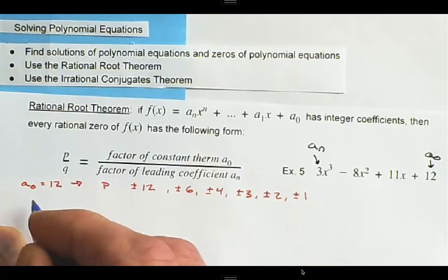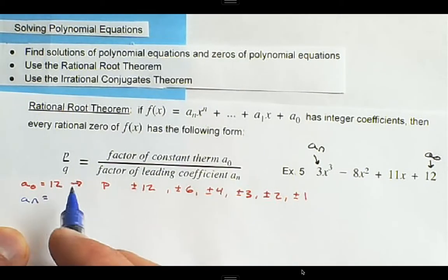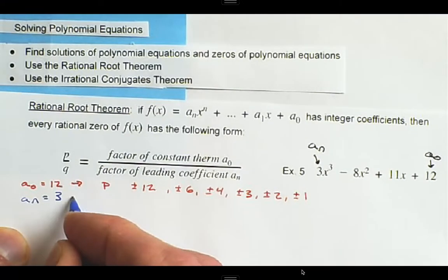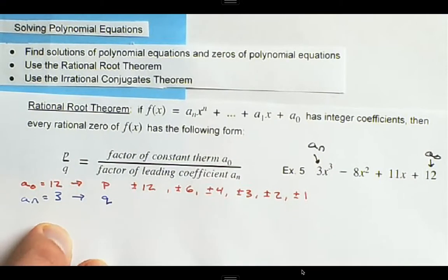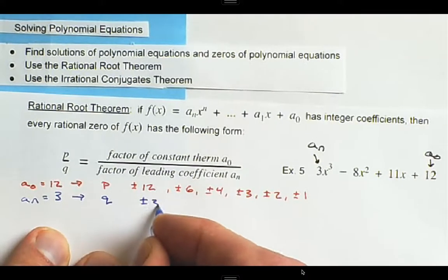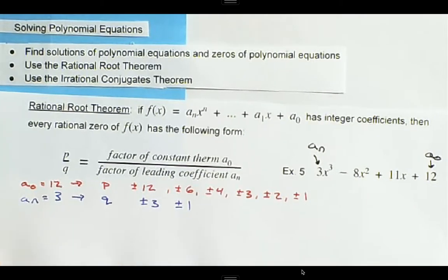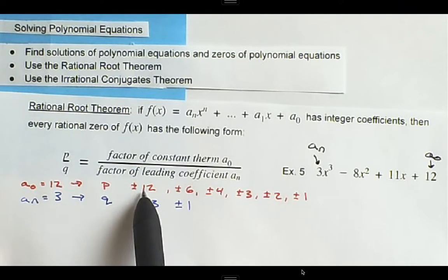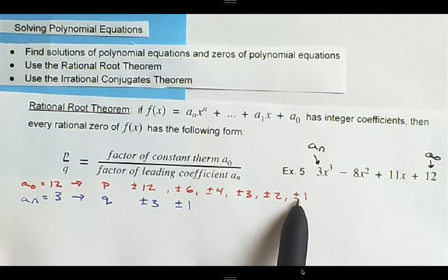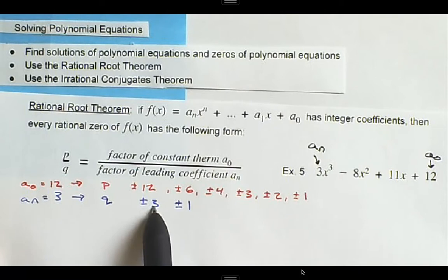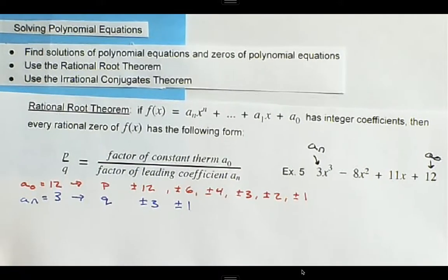And for a sub n, we know that a sub n is 3. And so that means that q can be any factor of that, so we can say plus or minus 3 or plus or minus 1. We have to represent all the possible options for p divided by q. So what we have to do is write this out where we have each one of these possible factors divided by this possible factor, and then we do the same thing divided by this possible factor.